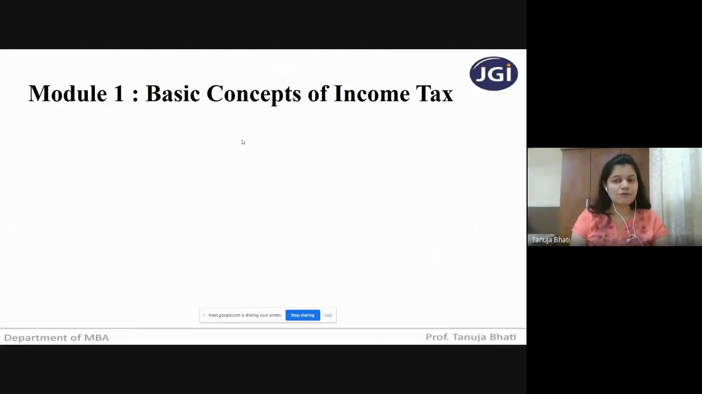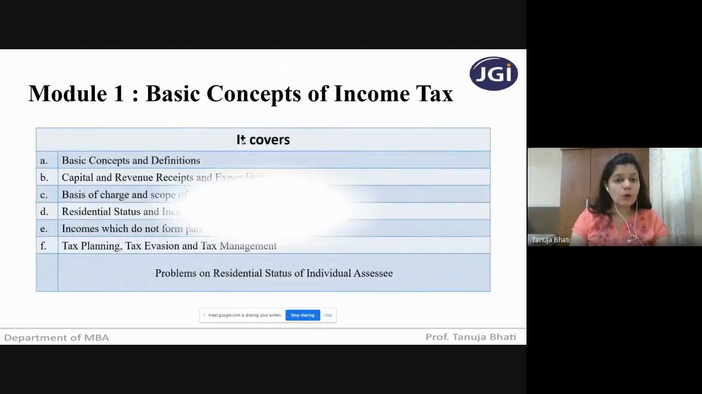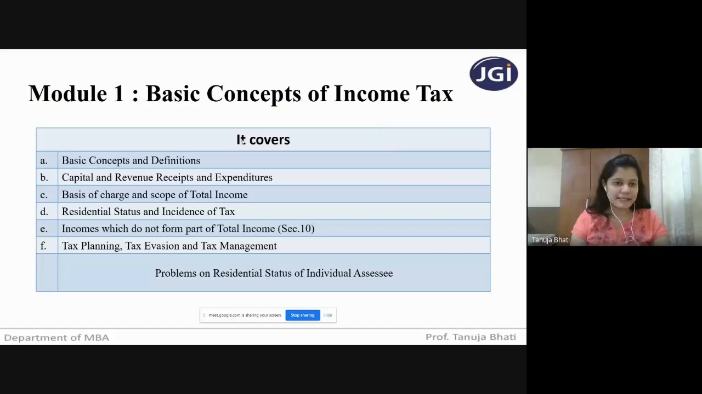Module 1, basic concepts of income tax. Now, what is covered under this module as per your VTU syllabus: the basic concepts of taxation, different definitions, what are capital and revenue receipts and expenditures, the meaning of basis of charge and scope of total income, what is residential status and incidence of tax, what are the incomes which do not form part of total income, and the meaning of tax planning, tax evasion and tax management.